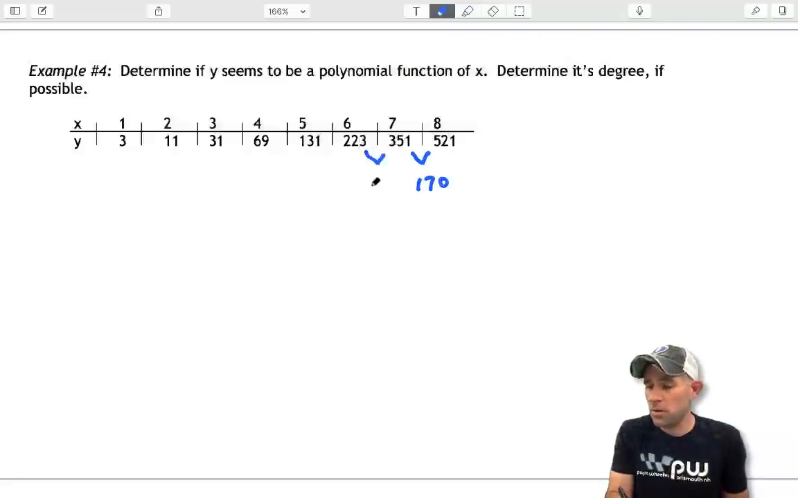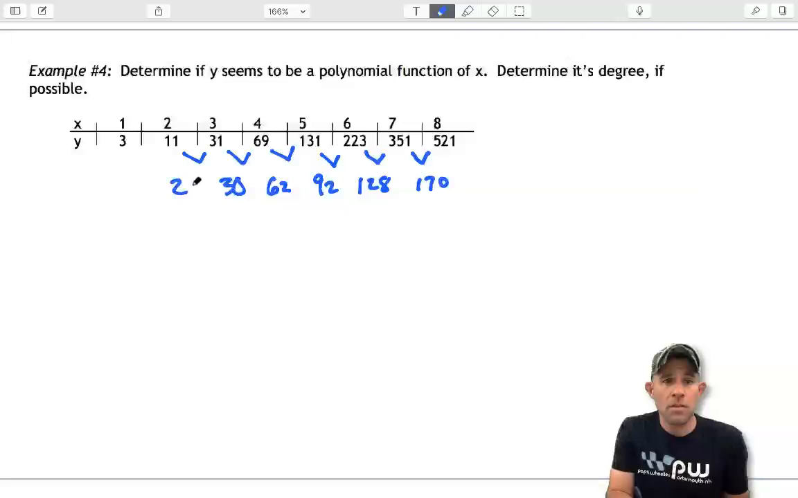351 minus 223 gives me 128. 223 minus 131 gives me 92. 131 minus 69 gives me 62. And then 69 minus 31 gives me 38. 31 minus 11 is 20. That's 38 there. And then 11 minus 3 is 8. So here is my first set of differences.